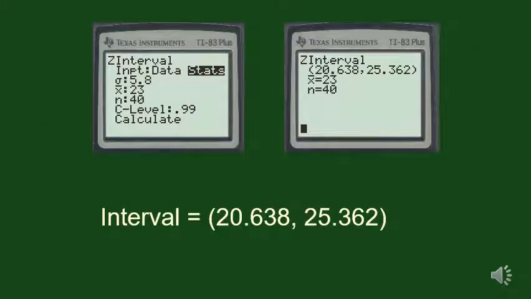So on the left, you can see what got entered to begin with. And again, the standard deviation comes first. That sometimes goofs people up, but the standard deviation is 5.8, the average is 23, the number is 40, and the confidence level is 99%. All this problem asked us to do was find an interval estimate, so I can just copy those numbers from the parentheses and say, in reality, the number of unpopped kernels must be somewhere between about 20.6 and 25.4.